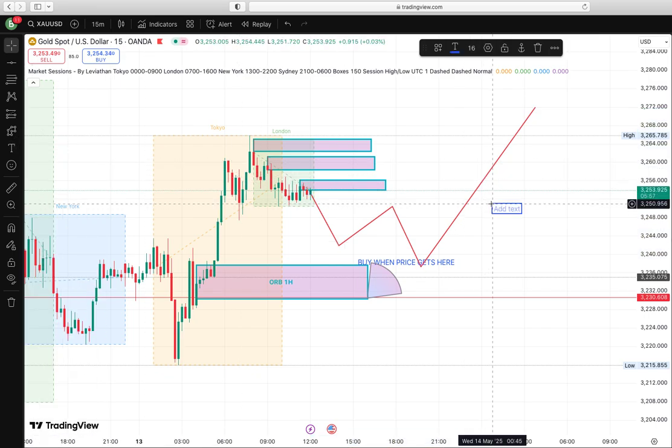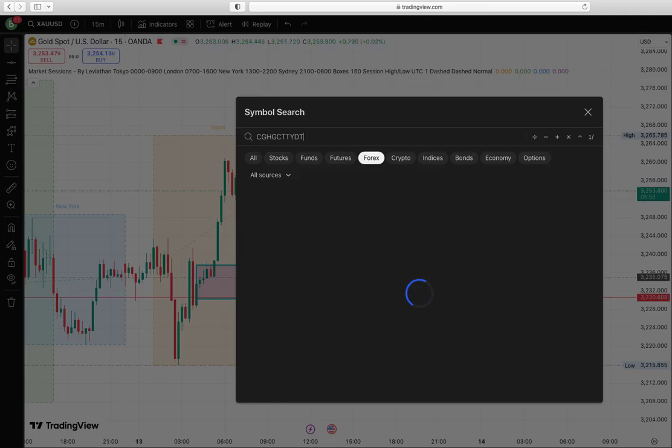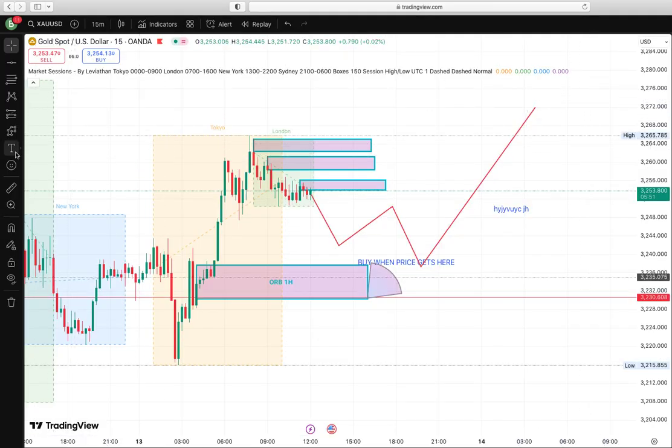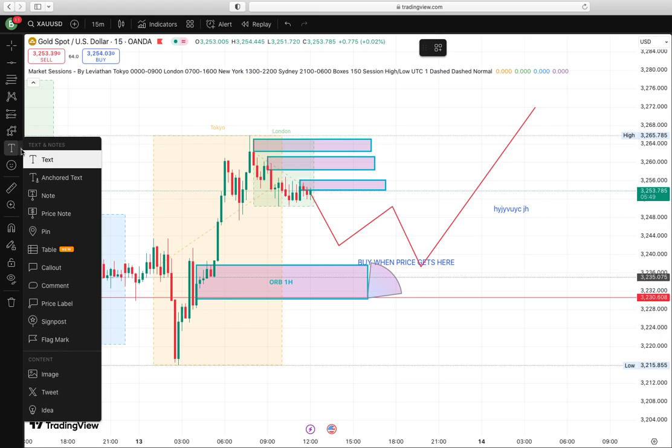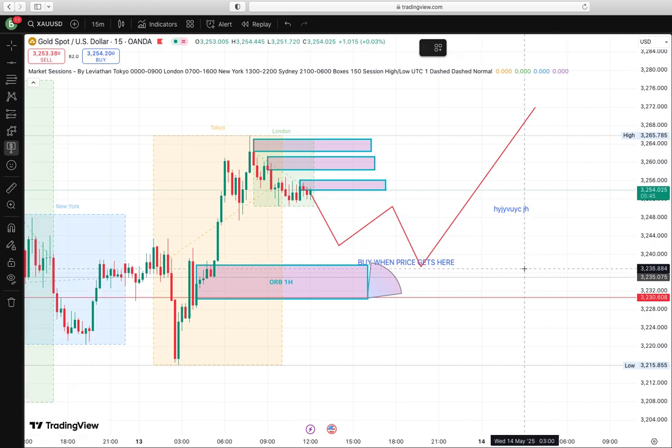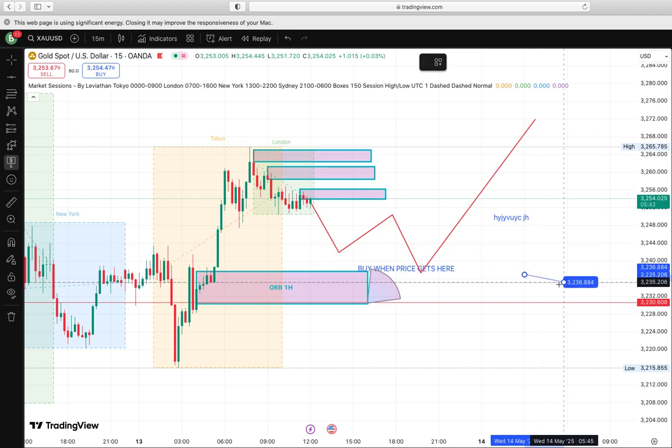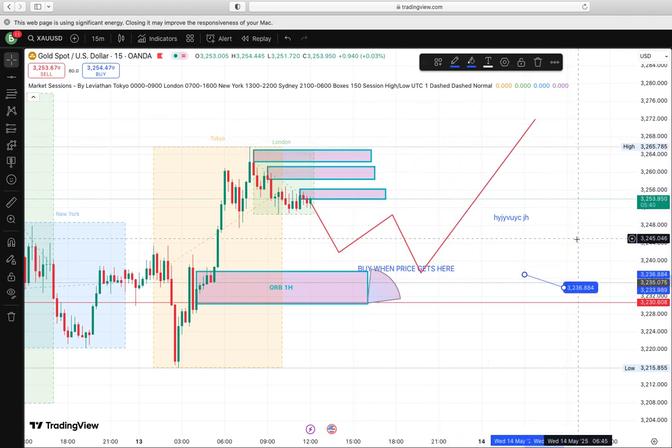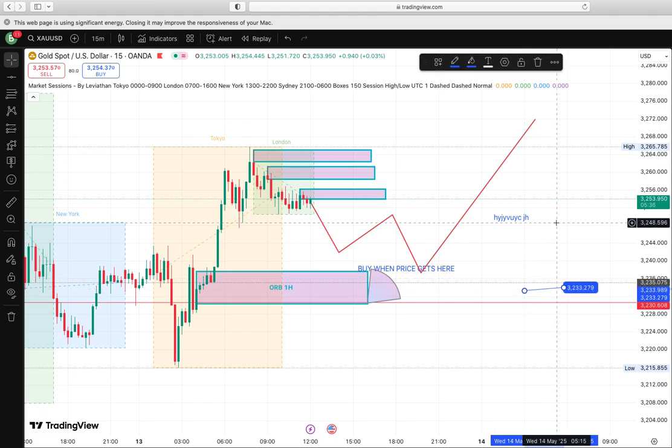You can add text if you want to. You can write anything you want to write. So there are so many things you can use this stuff for. This is a price note, just a note for prices. There are many things. I've not used 40% of this. So you just have to be careful.